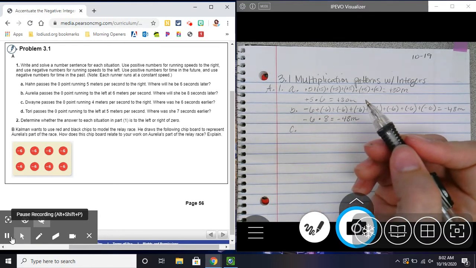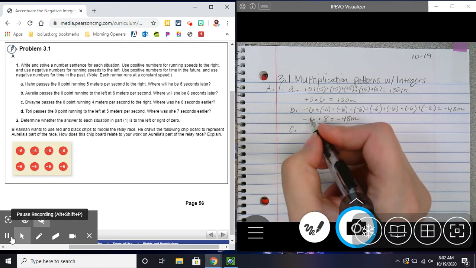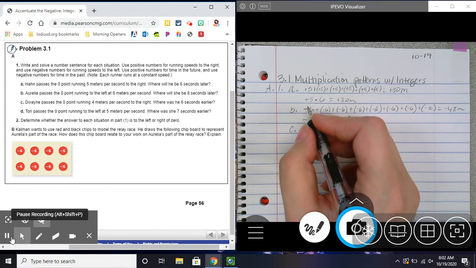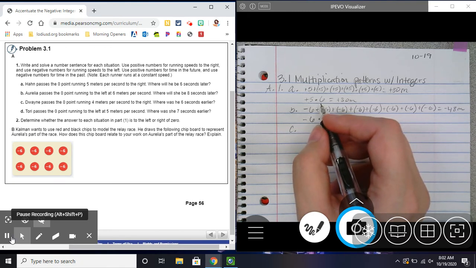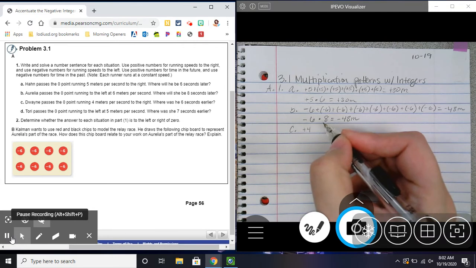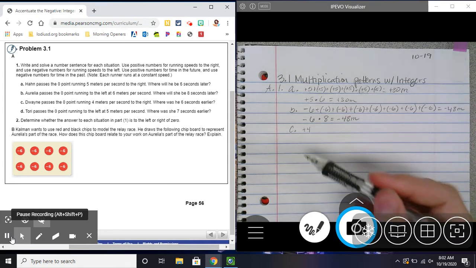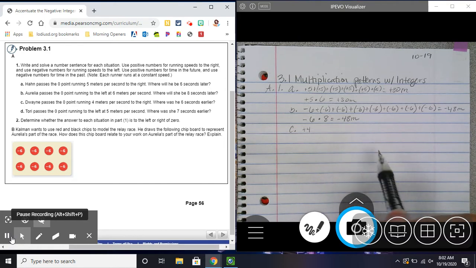C, feel free to work ahead of me if you want to. That's what this video is for, so that you can basically pause it, do it, check, and then watch it to see if you got the right answer. So it says Dwayne passes the 0 point running 4 meters per second to the right. So now we're doing +4. Where was he 6 seconds earlier? So now we have to think about going back in time, even though he's running to the right.